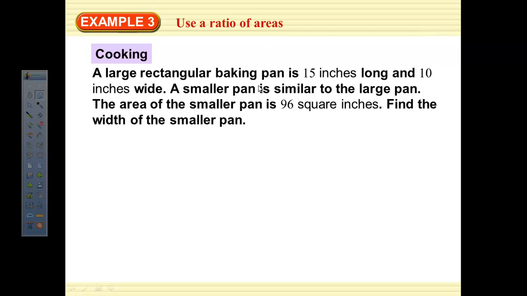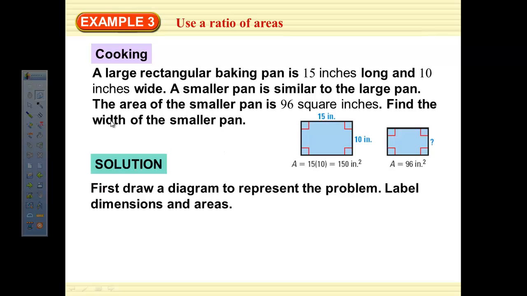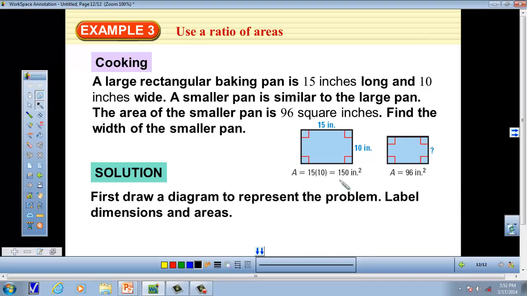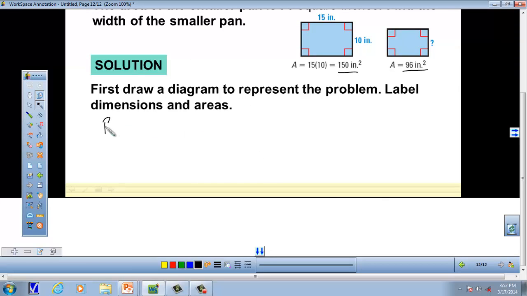So for this problem, we're given a rectangular baking pan that's 15 inches by 10 inches, and there's a smaller pan that is similar, and the area is 96 square inches. So we want to find the width of the smaller pan. Best thing to do in a problem like this is draw a picture, and luckily we have the picture drawn here. And if you notice, we have the area here and the area here. So what we're going to do is write the ratio of areas, which is 150 to 96, and if we simplify this, we end up with 25 to 16.